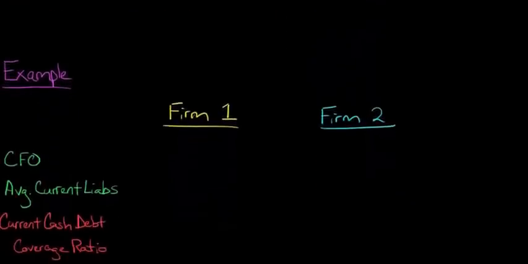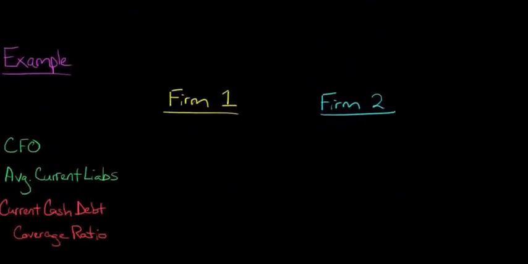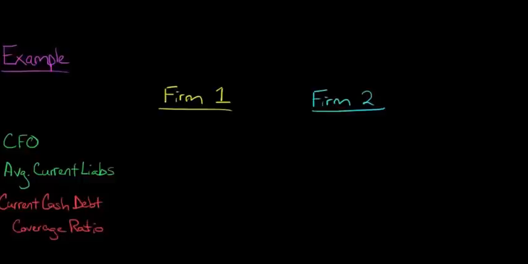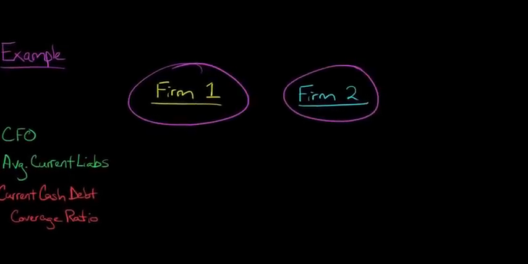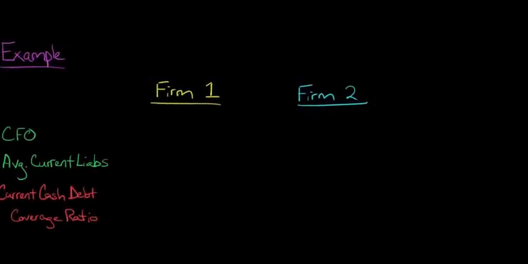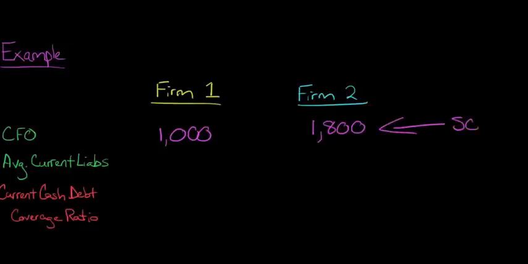If we take a look at an example of how this debt coverage ratio would play out for a couple of sample firms, I can just put some numbers to it and it'll give you an idea how we can interpret the ratio. So let's say that firm 1 had $1,000 in cash flow from operations, and then firm 2 had $1,800, and again these numbers would come from the statement of cash flows, the net cash provided by the firm's operations.